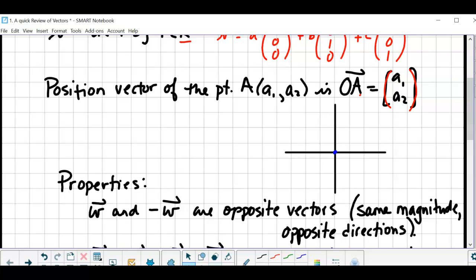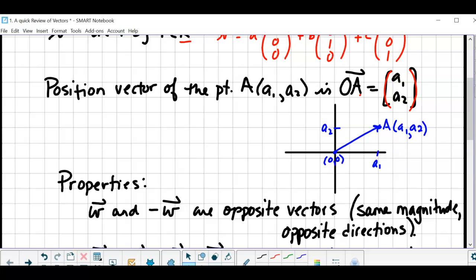Okay, so let's say there's point A. It would have coordinates a1, a2, starting with the origin. All right, so its x component is a1 and its y component is a2. This would be a1, this would be a2.